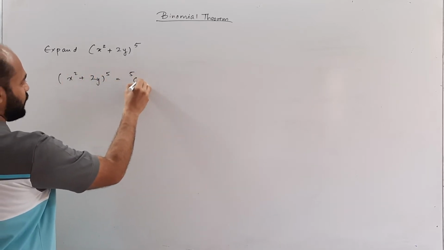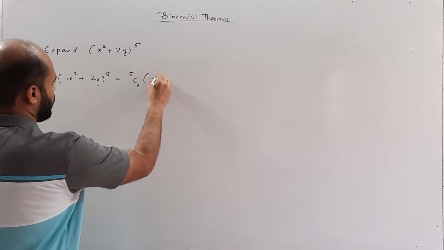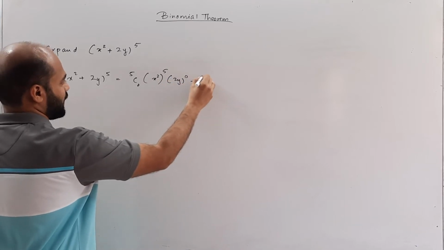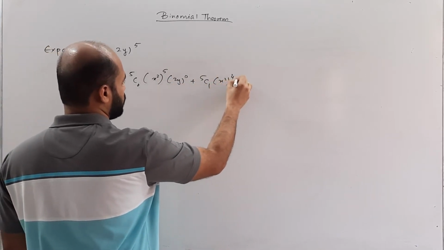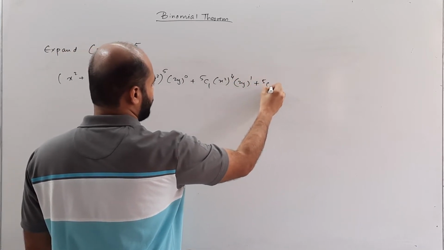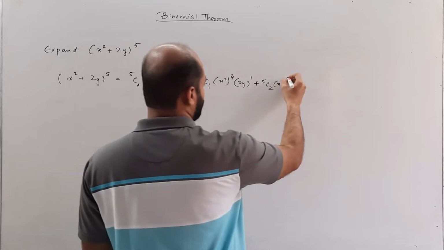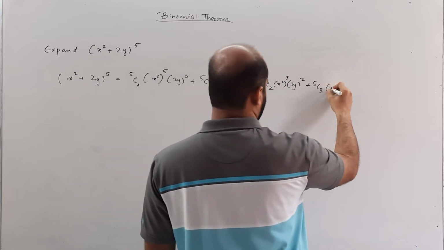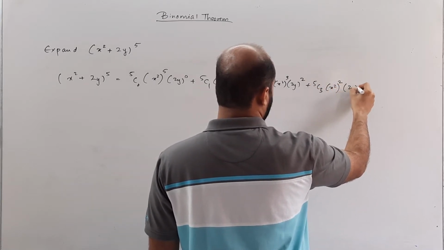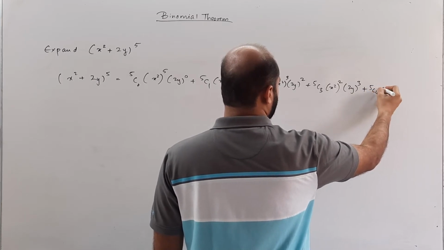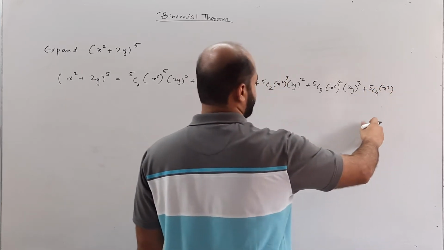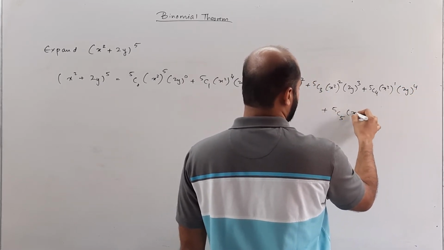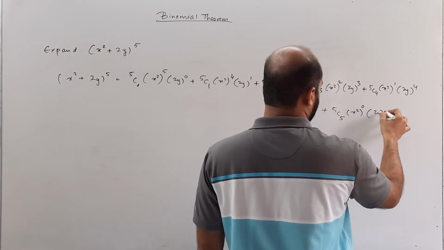So this is going to be 5C0, x square raised to 5, 2y raised to 0. Second expression is going to be 5C1, x square raised to 4, 2y raised to 1. Third one is going to be 5C2, x square raised to 3, 2y raised to 2. 5C3, x square, the whole square, 2y raised to 3. 5C4 is going to be x square raised to 1, 2y raised to 4. Lastly, this is going to be 5C5, x square raised to 0, 2y raised to 5.